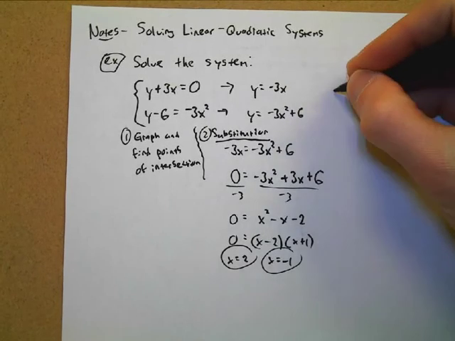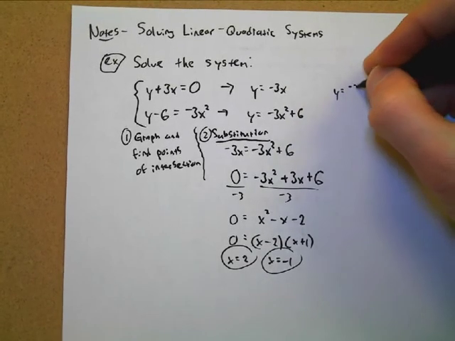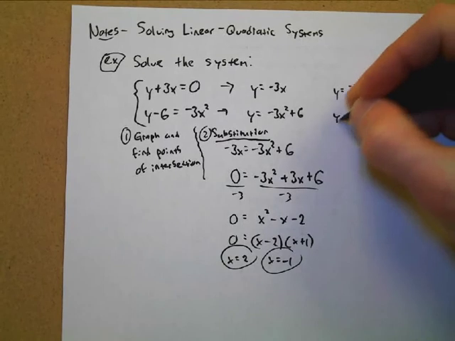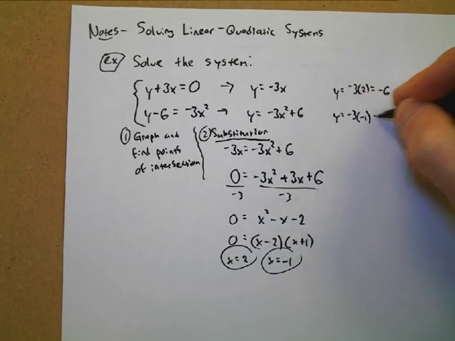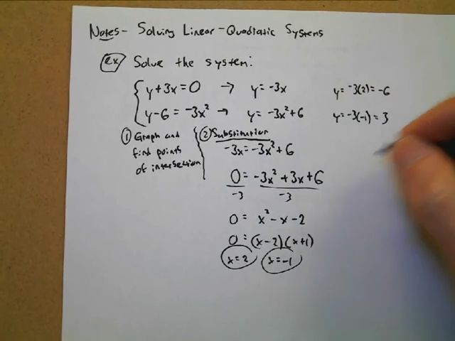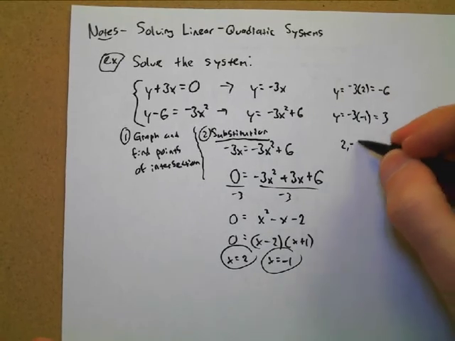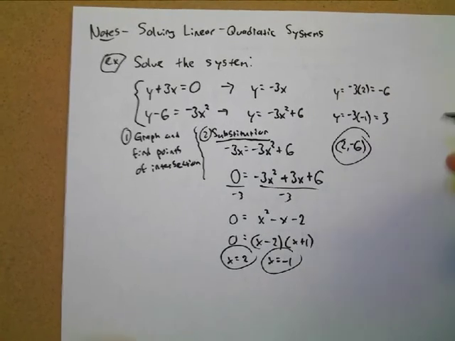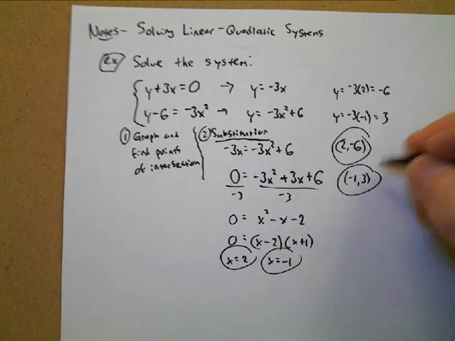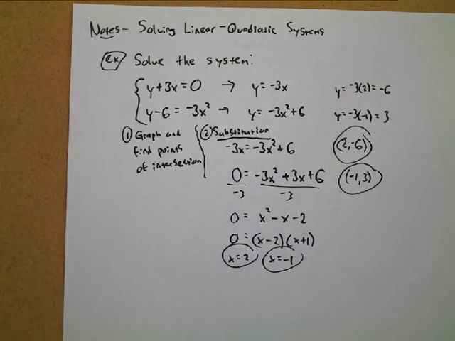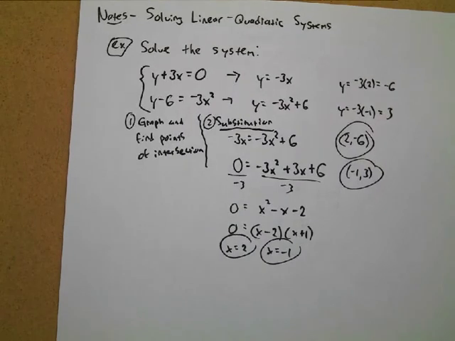It does not. So I'm going to use the top one because it's a lot easier to do that math. So y equals -3 times 2. Y equals -3 times -1. So you get -6 and you get +3. So our final solutions are 2, -6, like we said from the graph, right, and -1, 3. And so those are our solutions to that system, which again we got from the graph too. You have that option as well.